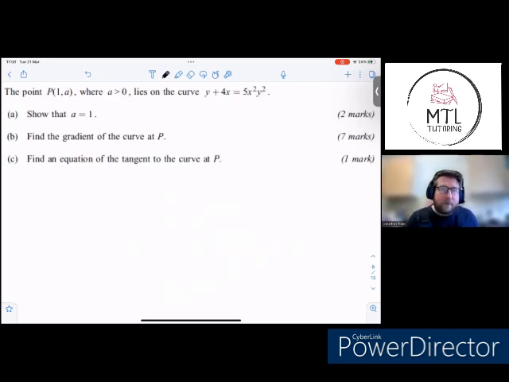Okay, so next we've got a curve. Looks like it's been defined implicitly. Show that a equals 1. Okay, so all we need to do then is, what is a? A is the y coordinate. So we're going to let x equal 1 in the equation of the curve. So we get y plus 4 equals 5 times 1 squared times y squared.